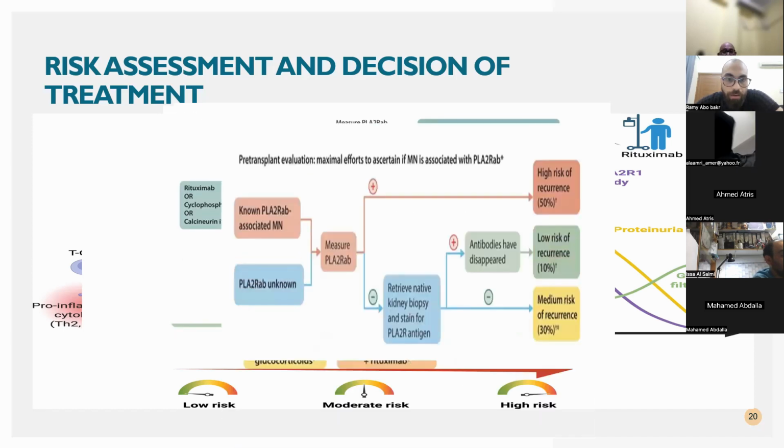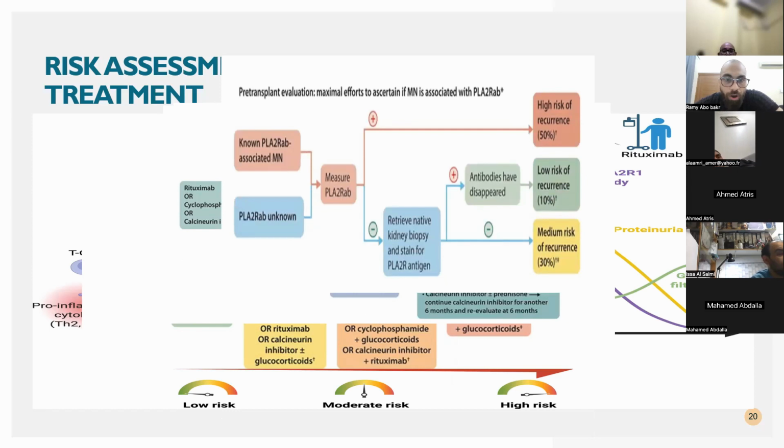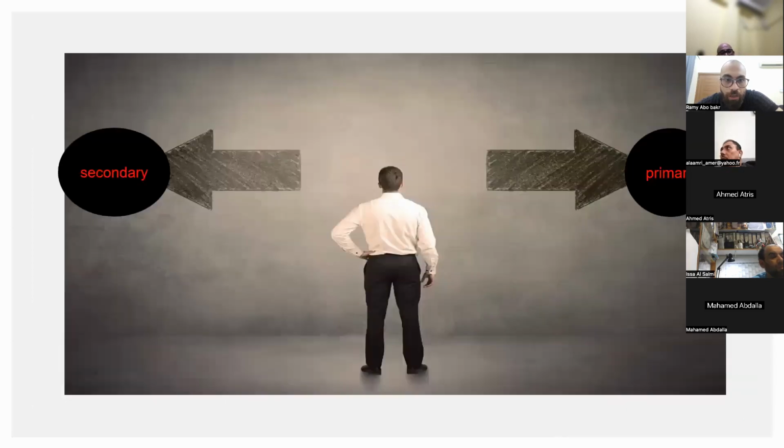Finally, in our kidney transplant patient who developed end stage disease, when you want to counsel him regarding the risk of recurrence, you can use both serum and kidney staining for antiphospholipase antibodies to divide our cases into high risk, associated with a risk of recurrence of around 50%, medium risk, associated with 30% risk of recurrence, and low risk, associated with only 10% risk of recurrence after transplantation. It can be useful in patient counseling in the kidney donor clinic.